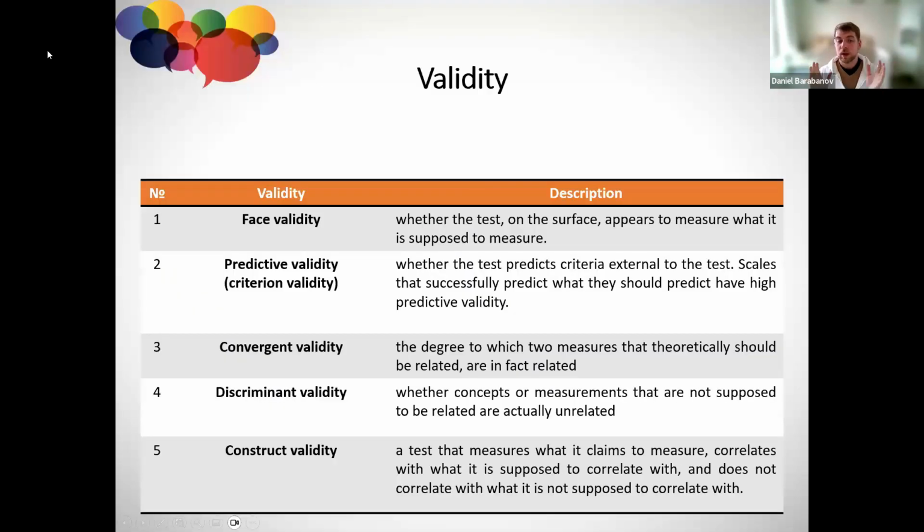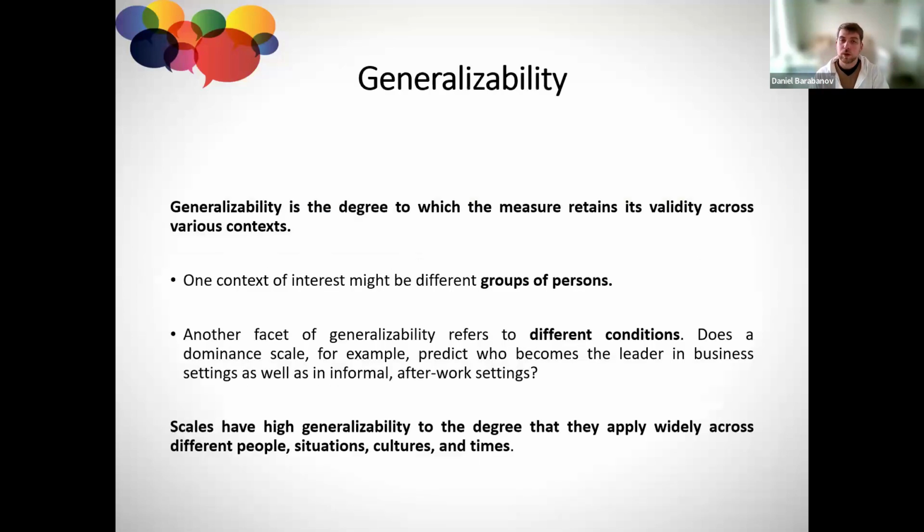In some sense, we can consider construct validity as an integrative characteristic which includes convergent and discriminant validity aspects in itself. It's basically about how overall the test measures what it claims to measure, and how we measure it through correlations. So the test should correlate with what it should correlate with and should have no correlation with what it shouldn't. And the final assessment criterion is generalizability.